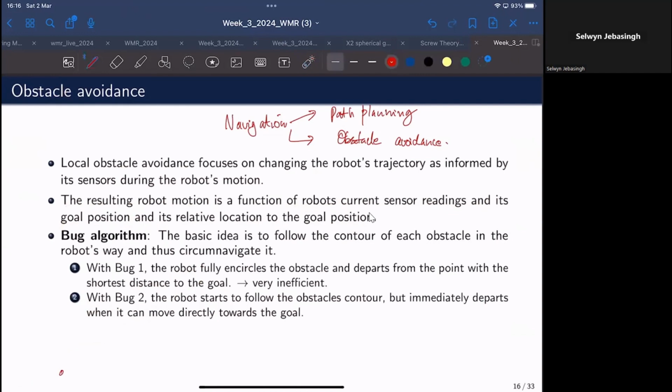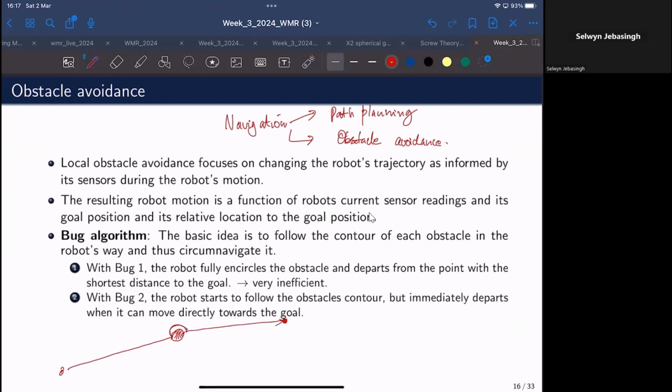So it has a start position, it also knows its goal position, and the resulting robot motion, like how it navigates around its obstacle, is actually a function of sensor readings, because only through the sensors can the robot detect this obstacle, and it should also know its goal position, so that it can circumnavigate around this obstacle and then depart towards its goal position.